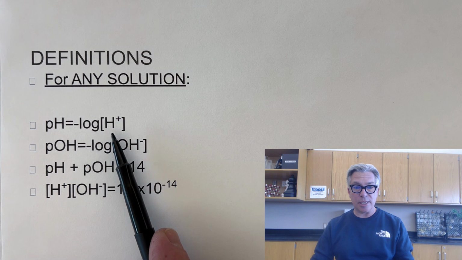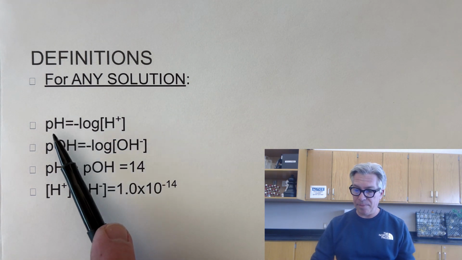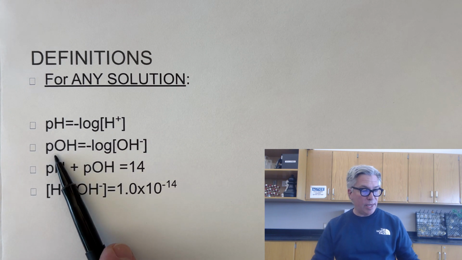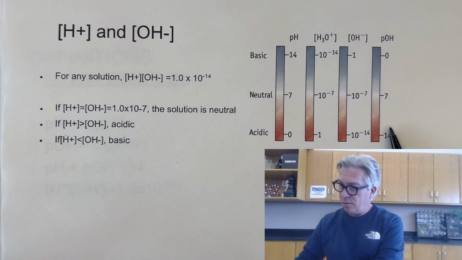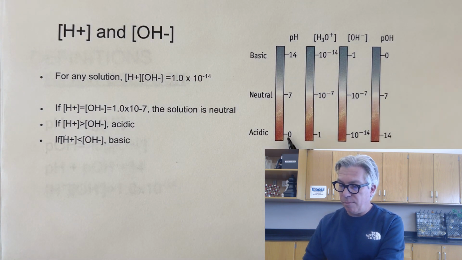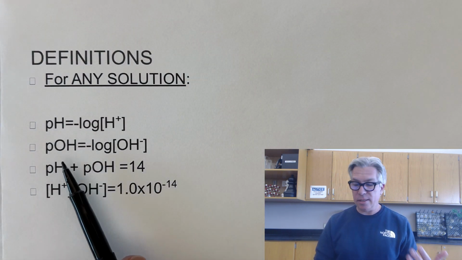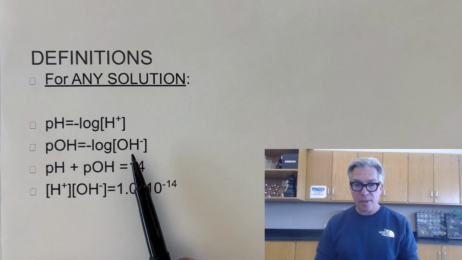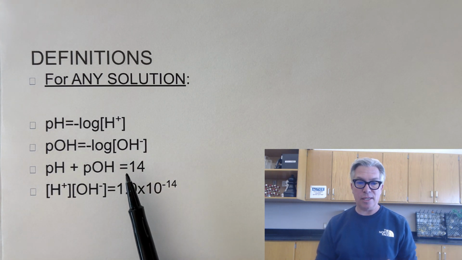So the log of 10 to the minus 7th is minus 7, but a negative of a minus 7 is 7. There's also a pOH, which responds opposite to the pH. So if the pH is 14, the pOH is 0. If the pH is 0, the pOH is 14. And that's defined as the negative log of the OH concentration. In any case, the pH plus the pOH is going to add up to 14.